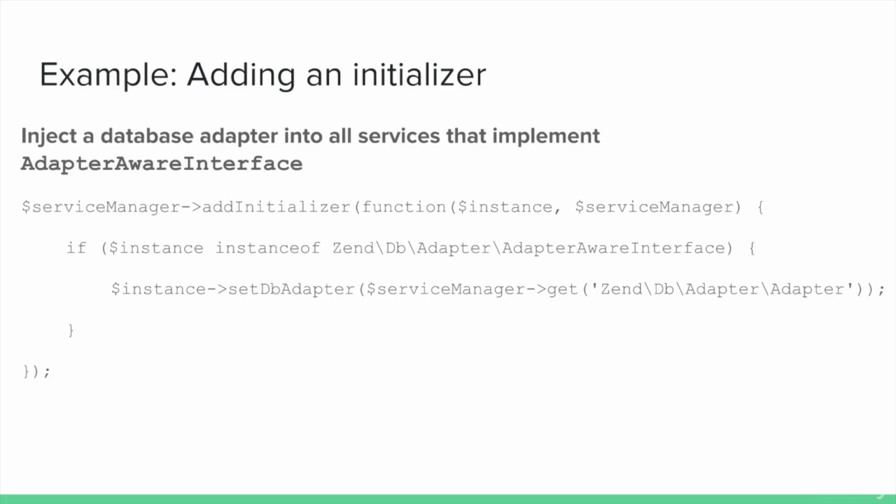So what we do here is that we check if the instance implements the adapter-aware interface, and if so, we know that a setDBAdapter method exists on the object, and we can inject our database adapter by calling this method. And our database adapter is fetched using the service manager. So again, this is dependency injection, but you might not realize this while writing this piece of code.